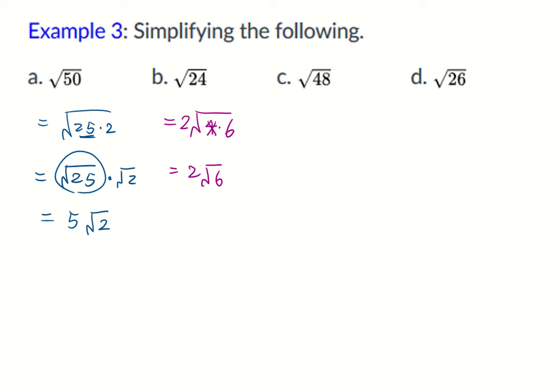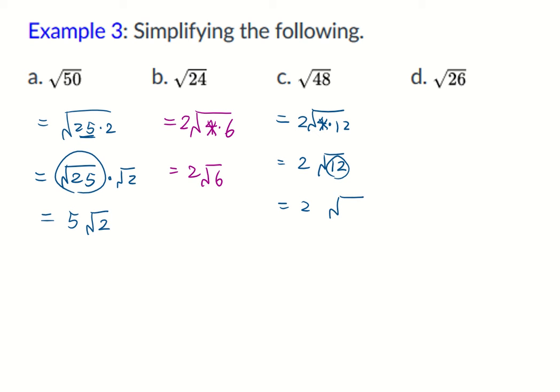Now C, square root of 48. First of all, I know 4 is a factor of 48. So I can write 48 as 4 times 12. So this 4 can come out as a 2. So 2 square root of 12. But we're not done yet because 12 has a factor of 4. So we can keep simplifying square root of 12.